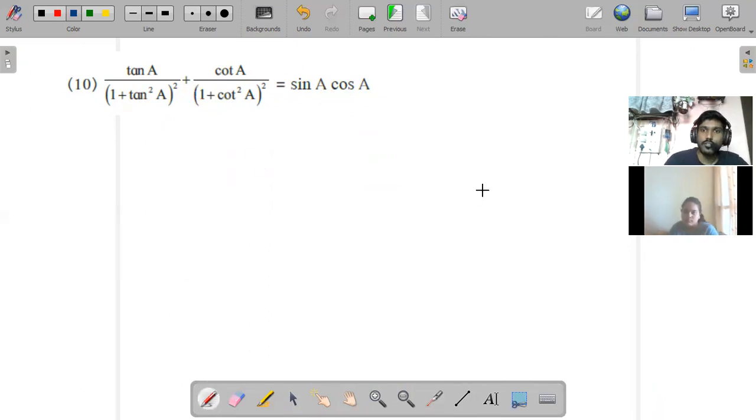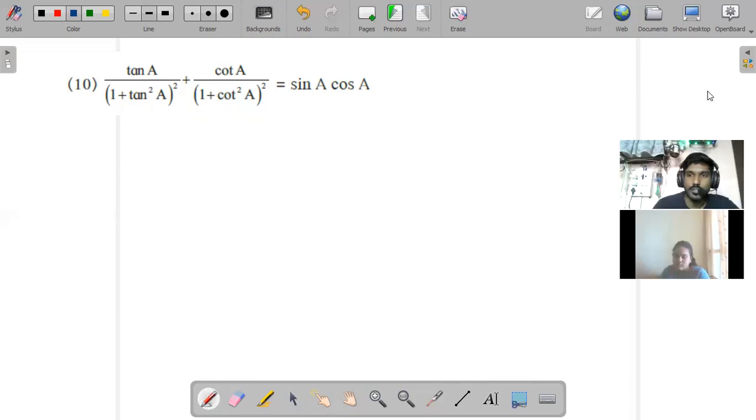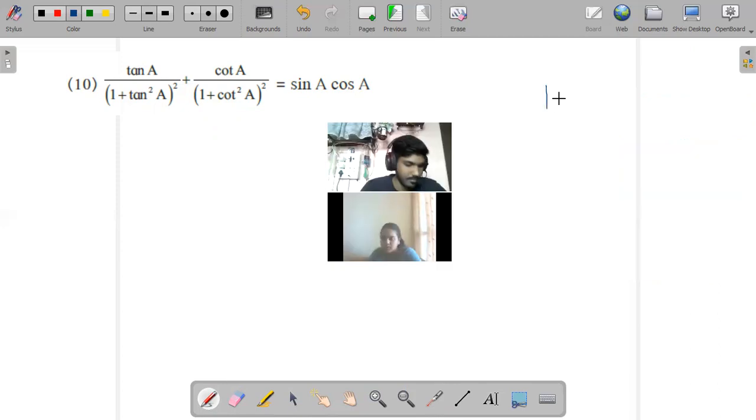Okay. Now, from here, first you tell me, do you remember the second identity? What is the second identity? Second identity formula? 1 plus sec square theta equals to tan square theta. No, you said it the other way. It is 1 plus tan square theta is equal to sec square theta. Okay.